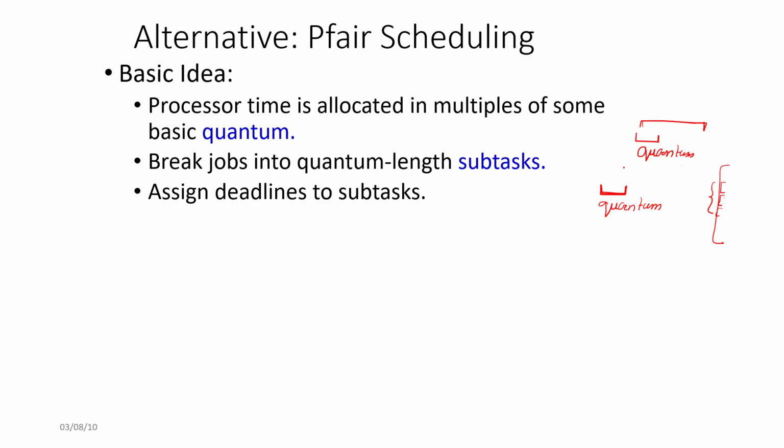And then the idea is that we assign deadlines to subtasks as opposed to assigning a deadline to the entire task. So if we assume that this is one time unit, in our modified time scale, all pieces of work will have a cost of 1.